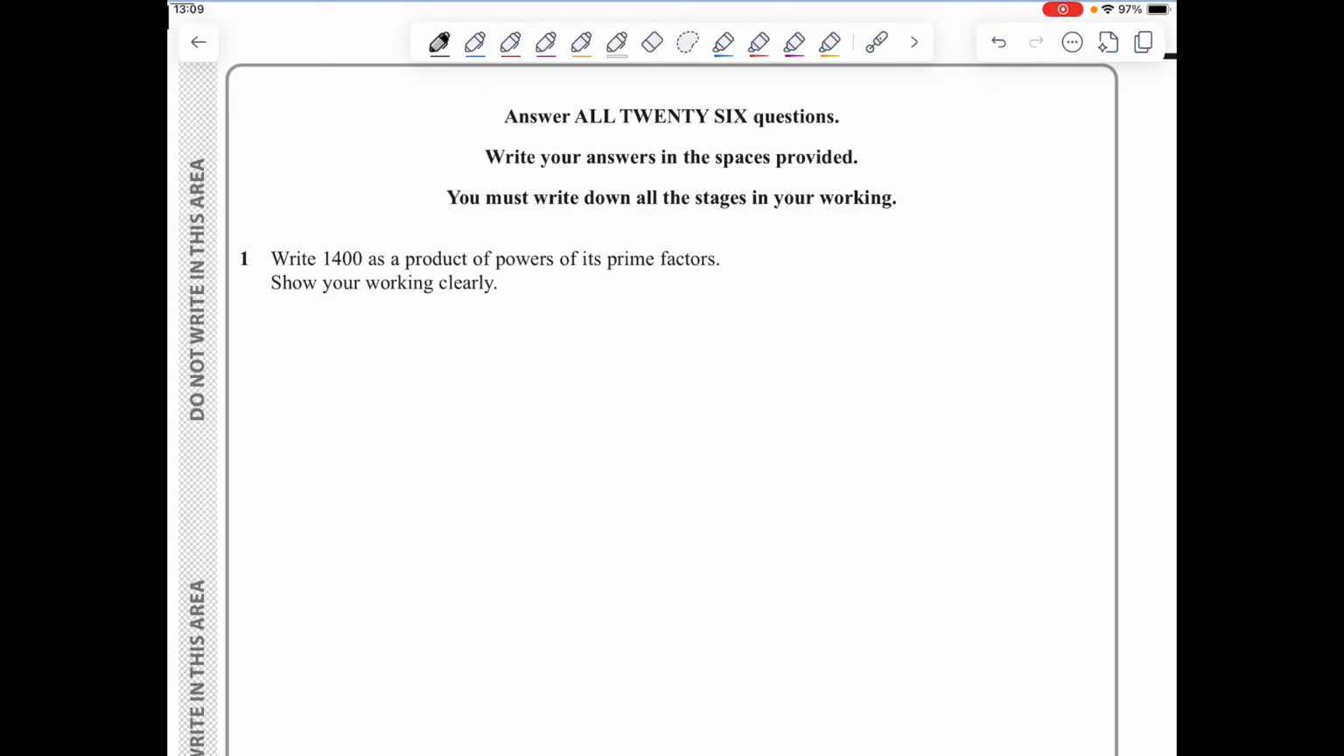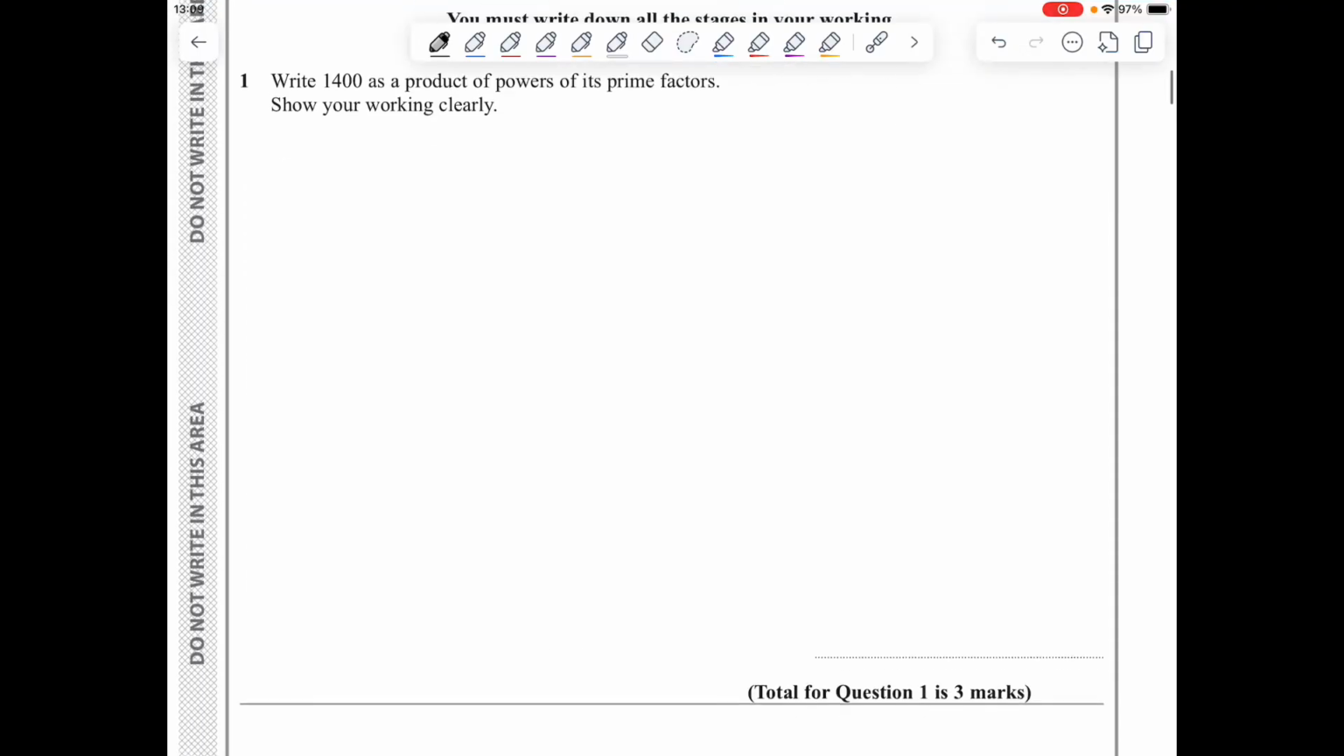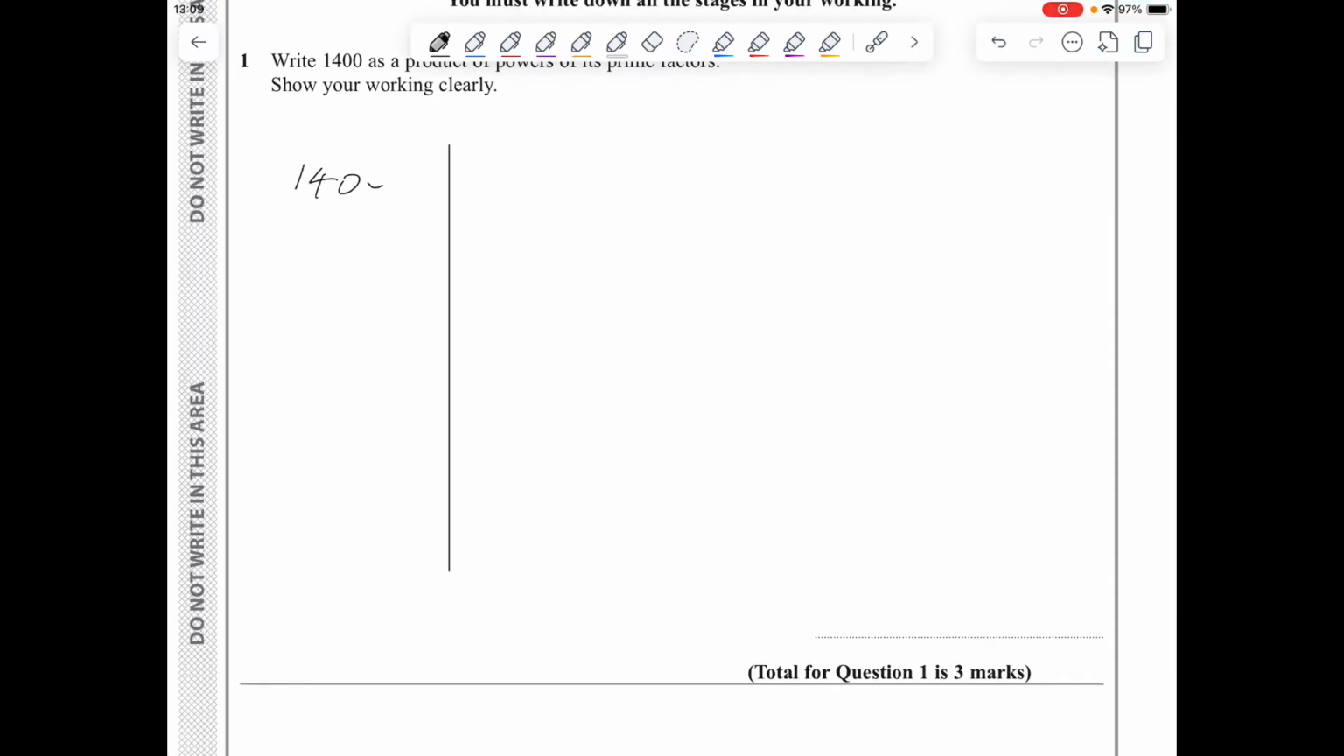For question 1, I'll start with 1400 and successively divide it by prime numbers. 1400 divided by 2 gives me 700. Divided by 2, it's 350. Divided by 2 is 175. Divided by 5, 35. Divide by 5 again, 7. And finally, divide by 7, you get 1.